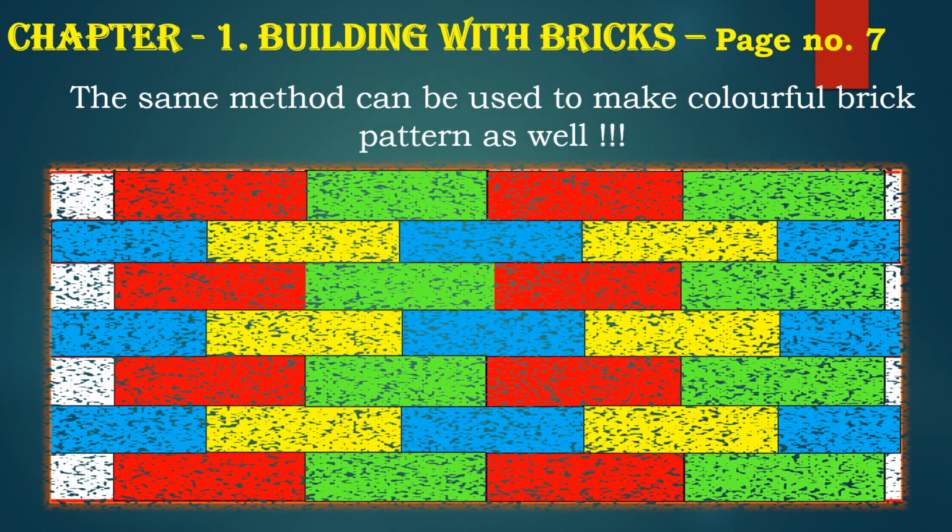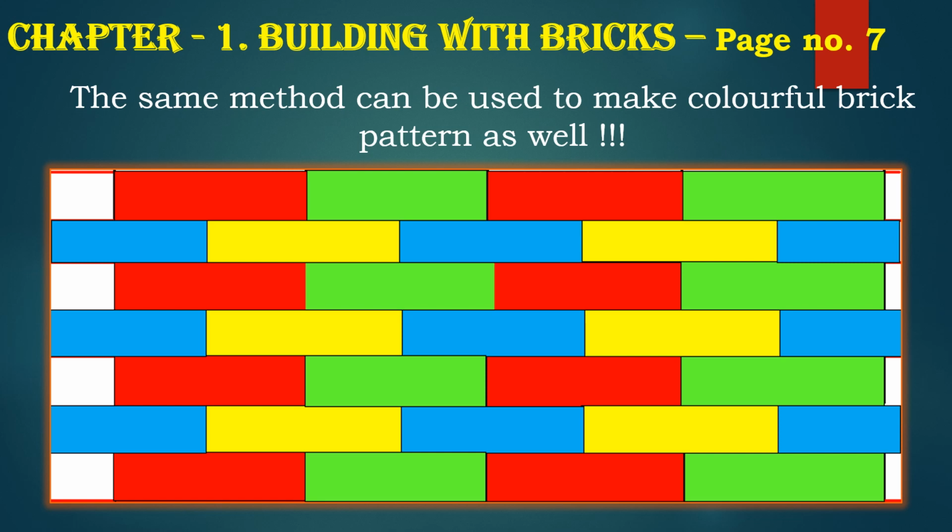The same method can be used to make colorful brick pattern as well. So doesn't this look like your colorful building blocks? Well, you can use the same method to make different Jali patterns as well, colored ones. So why don't you try making these patterns by using some empty matchboxes, color them using different colors, or paste marble papers over it to make it colorful and arrange it to form different brick patterns as well as Jali patterns. Enjoy trying.